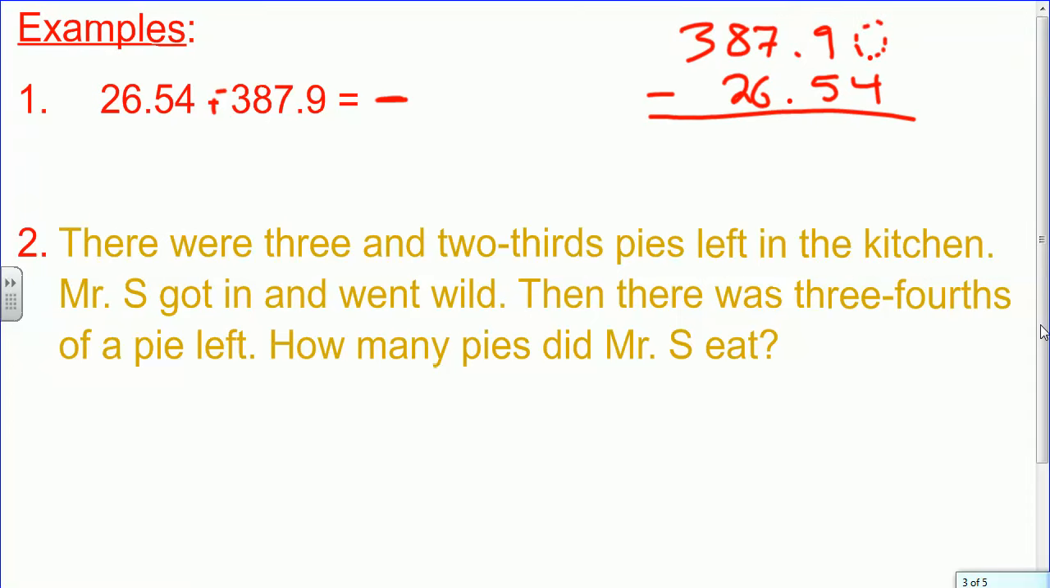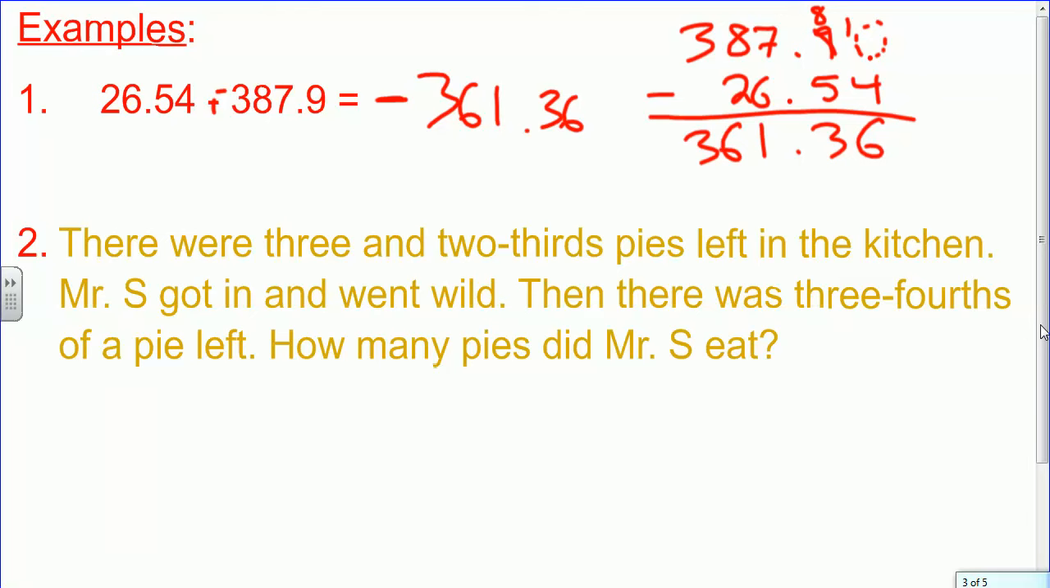We can put a placeholder 0 in here. 4 from 0, can't do it. 4 from 10 is 6, 5 from 8 is 3, 6 from 7 is 1, 2 from 8 is 6. Negative 361 36/100 is our answer.